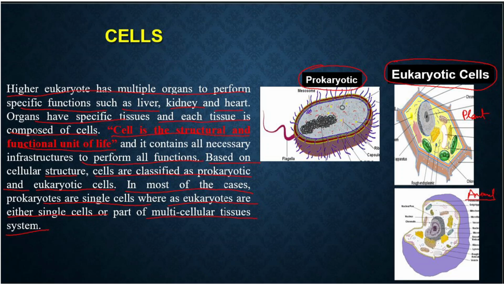Cells are classified as prokaryotic and eukaryotic cells. In most cases, prokaryotes are single cells, whereas eukaryotes are either single cells or part of a multicellular tissue system. They can be self-dependent. The whole cell can be a single organism, depending upon the complexity of the organism and whether it is prokaryotic or eukaryotic.